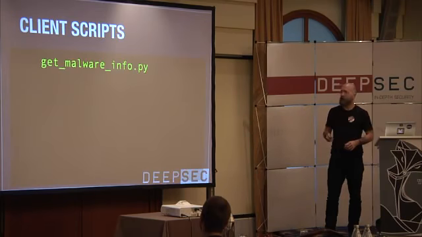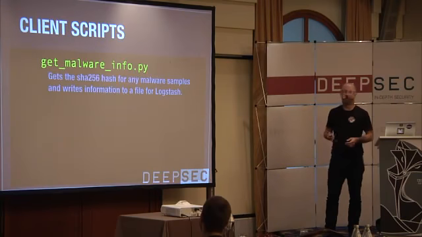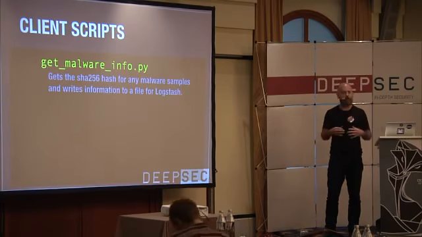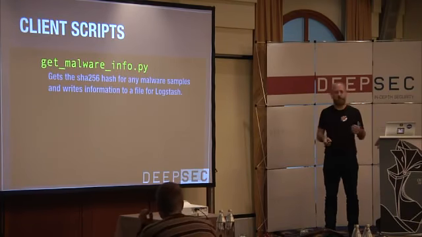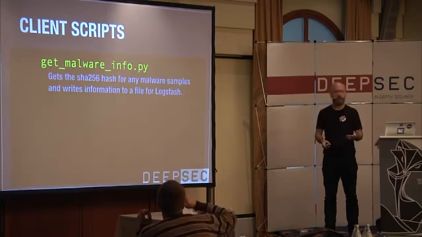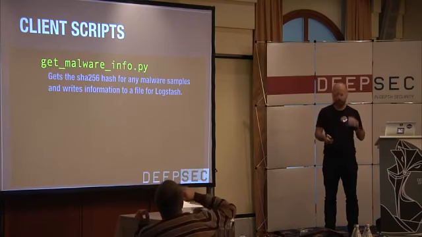So on the clients, I have these 2 scripts running. I've got get malware info. This just takes the SHA-256 hashes from any malware that is found from Dionaea or SSH or anything really that gets pulled down onto the system by an attacker. And it just saves the information to a file which Logstash processes and sends over to the server.